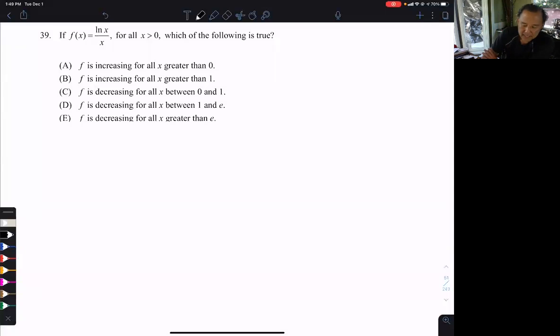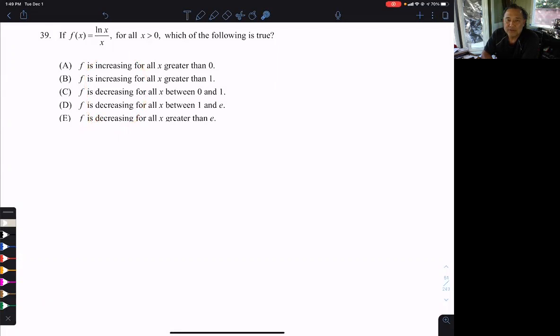This is 1985, number 39. And so if you look at the answers, what are they looking for? Where is it increasing? Where is it decreasing? And what tells us that? It's going to be the derivative. Positive derivative, increasing; negative derivative, decreasing.